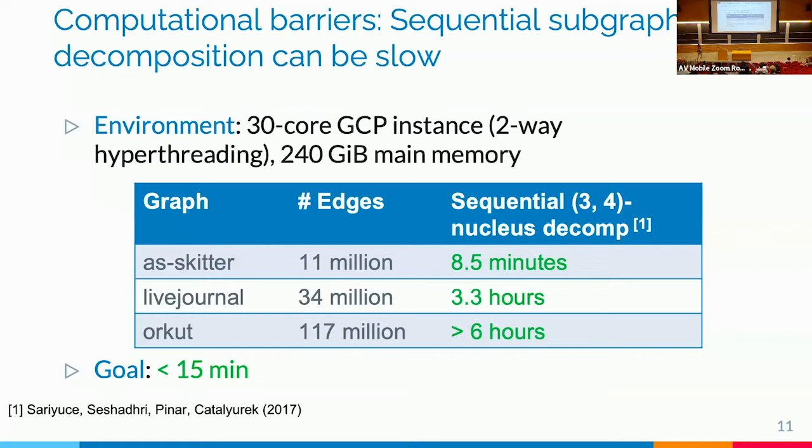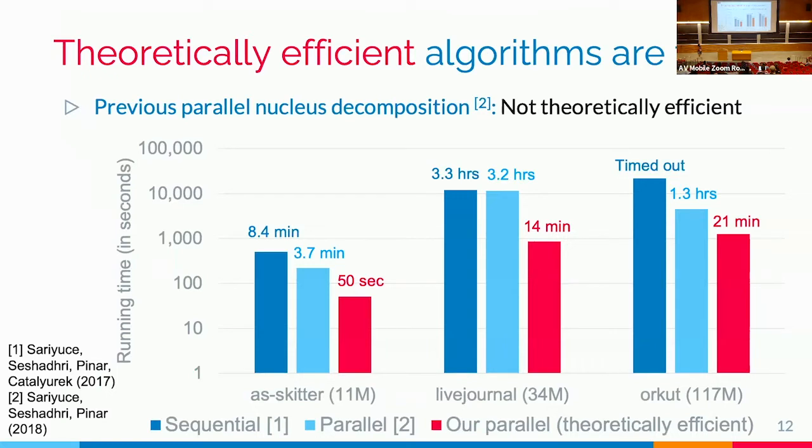And as you can see, they take 8.5 minutes for the skitter graph, just over 3 hours for the LiveJournal graph, and they actually hit our timeout limit at over 6 hours for the Orkut graph. So this is clearly a computationally intensive problem. And one way to bring these running times down and actually finish running on this Orkut graph within our timeout limit is to introduce parallelism.